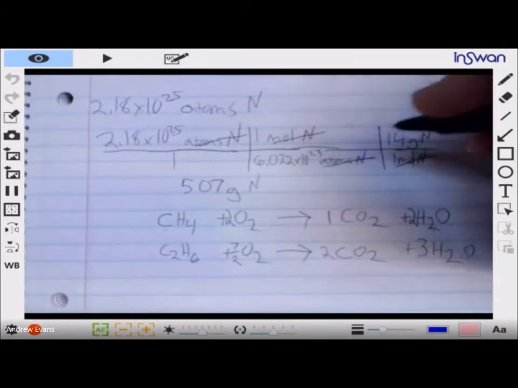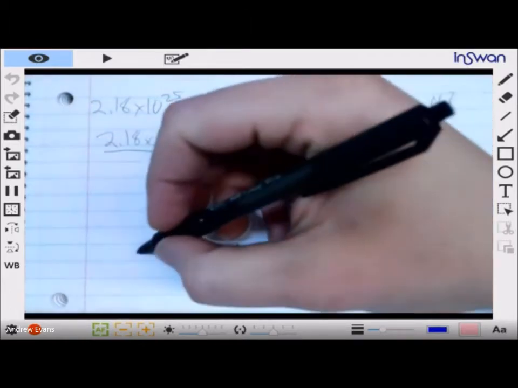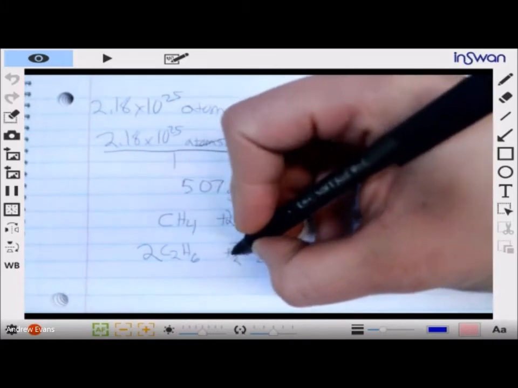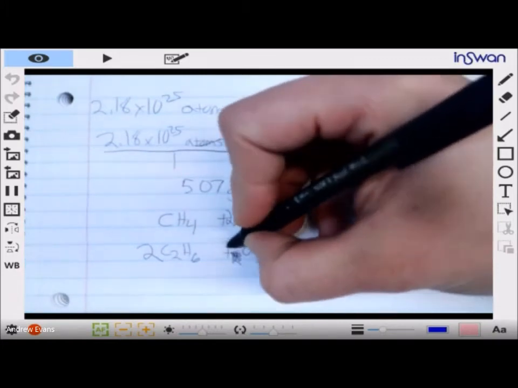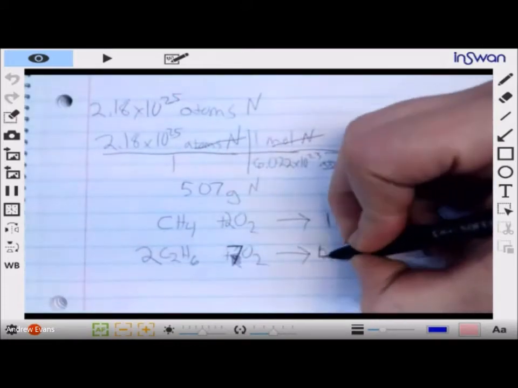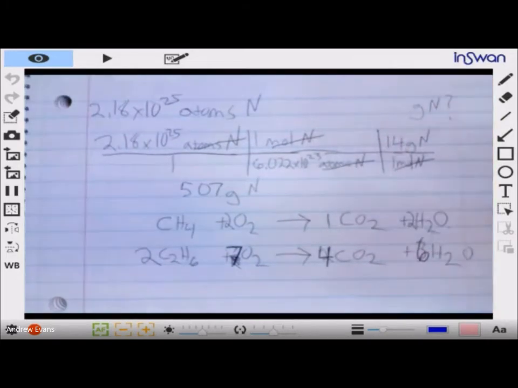So how do we get rid of a fraction? We're going to multiply everything by 2. So we double that. That becomes 2. Double this, 7 halves, that becomes 7. Double this becomes 4. Double this becomes 6.